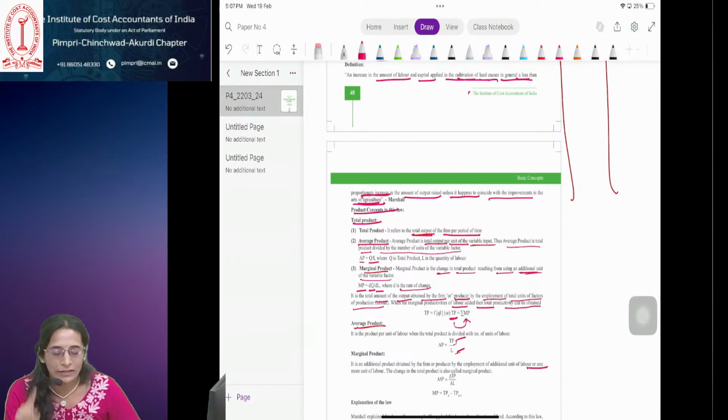Changing one factor, varying one factor, other factors remaining constant, what impact it brings on the output. What impact does it bring? We saw diminishing marginal returns impact.